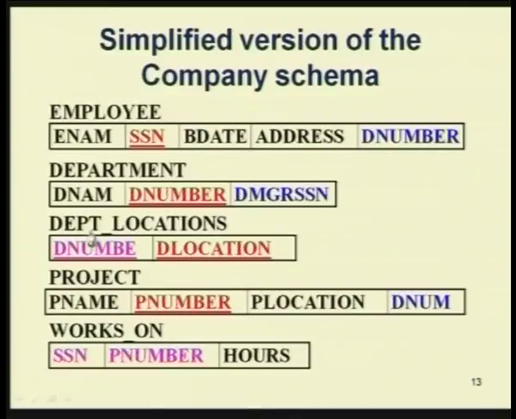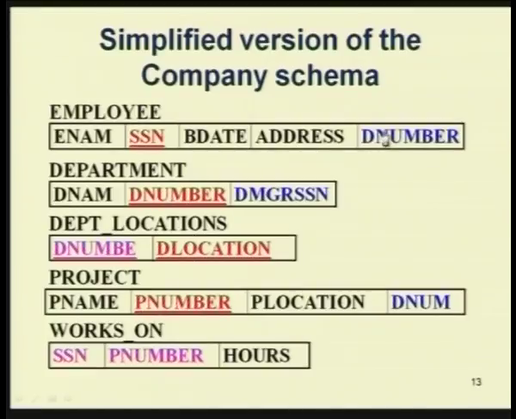So, for example, you have employee, department locations, project, and works on. All these are treated separately. Now, this is a very well designed company schema, where you have SSN as the primary key, and D number is a foreign key which links this relation with the department relation. In department you have department name, department number and department manager. These attributes should not come here as part of the employee relation. That is what we are trying to say.